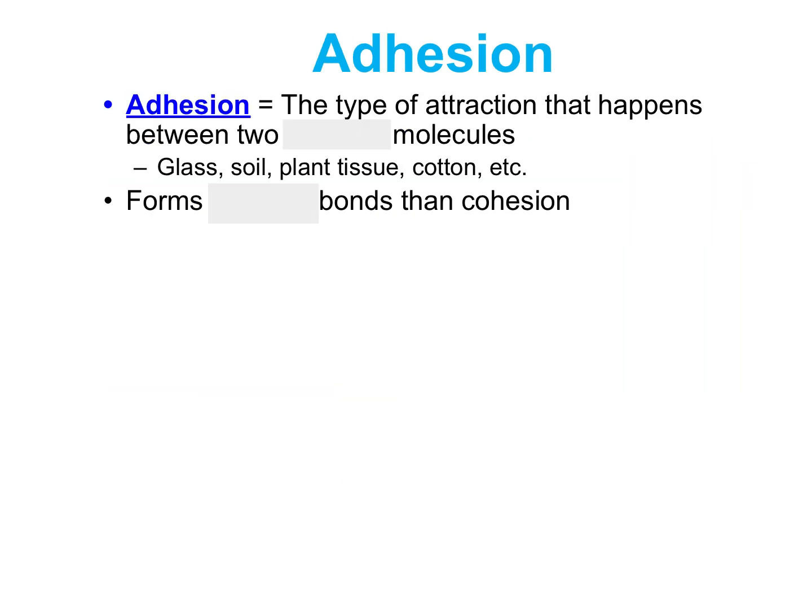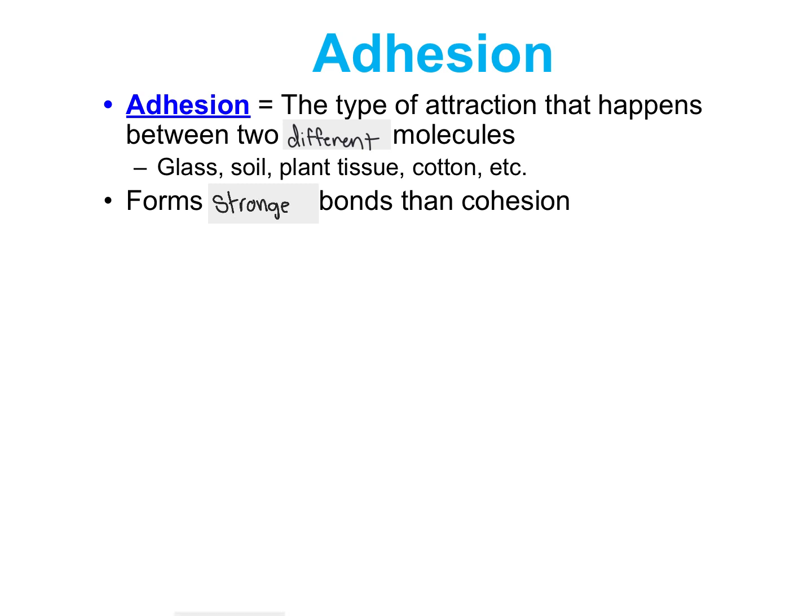The next property of water we have is called adhesion. And adhesion is the type of attraction that happens between two different molecules. So examples here, we could be talking about glass, soil, plant tissue, cotton. So we can think about, water is absorbed into paper towel because they are working through the property of adhesion. So this forms a stronger bond than cohesion.